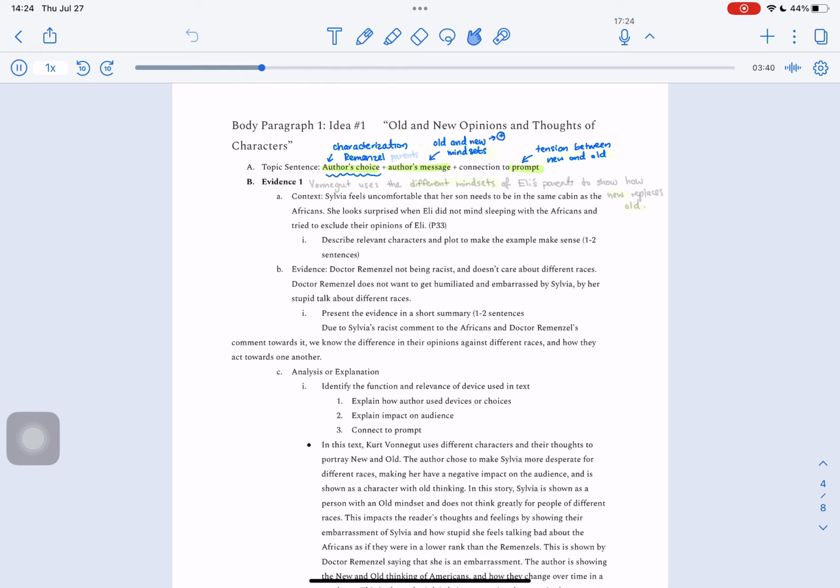Okay, so let's try some. Who are we talking about here? We start with the author. You say the author talks about, Vonnegut talks about, right? Vonnegut uses... you want to say the relationship between them or the mindsets, the differing mindsets? Yeah. Different mindsets. Okay. Different mindsets of the Ramenzel parents, or Eli's mom and dad.